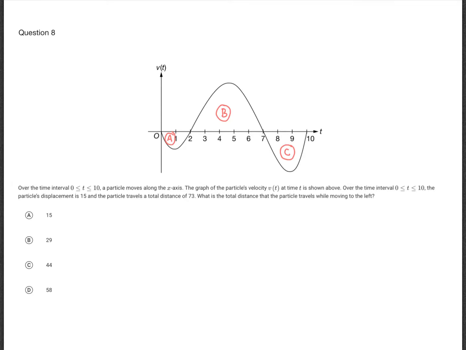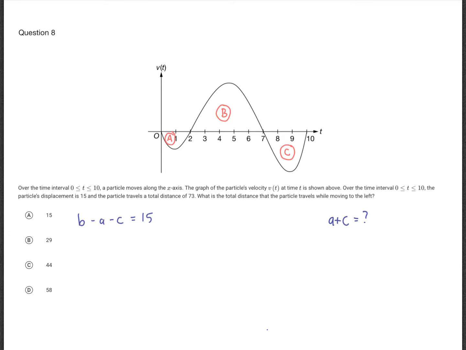Actually, real quick too, think about they want to know what's the total distance that the particle travels while moving to the left. So they really want to know what's A plus C. That's the distance it travels while moving to the left. Okay, so we know that B minus A minus C is 15.